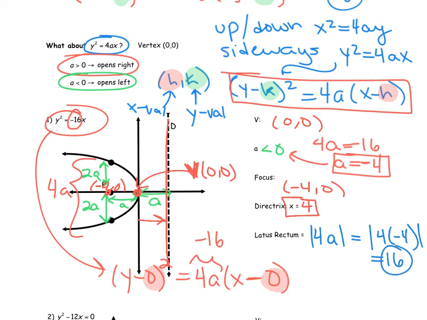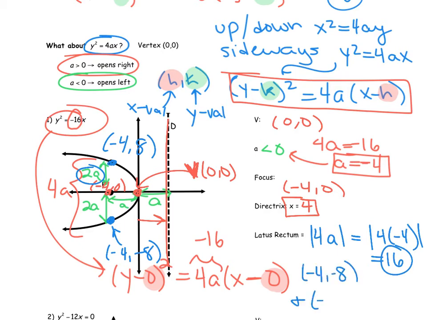Last thing that we want to check are just the endpoints. So my endpoints for the latus rectum are here and here, where this point is at negative 4, 8, and this point is at negative 4, negative 8. I'm just using the fact that the y value gets doubled by a. So we have 2 times a to get the y values. So those are my endpoints: negative 4, negative 8, and negative 4, positive 8.